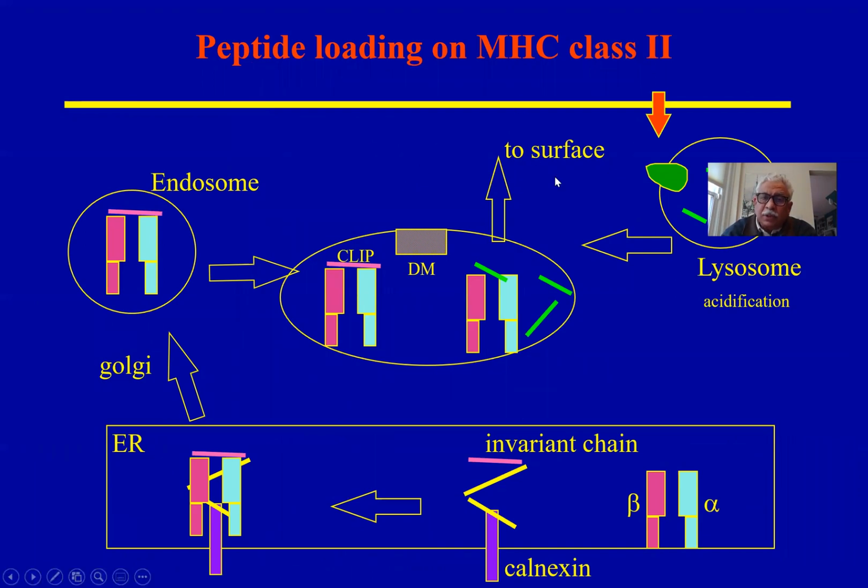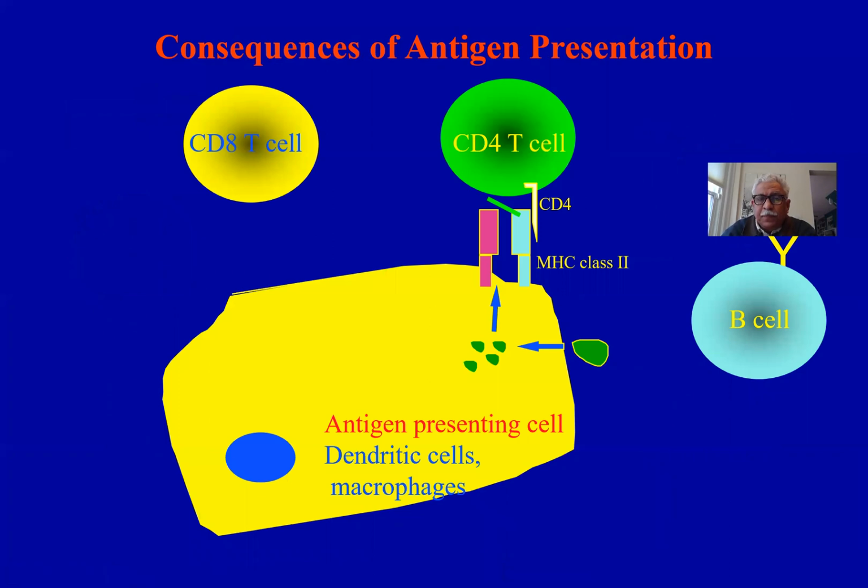MHC class II molecules present extracellular antigens, which are taken up by antigen-presenting cells. They bind and the peptides are loaded onto the surface of MHC class II molecules in an organelle, which is the fusion of the endosome and the lysosome. And these are presented on the cell surface and recognized by CD4 positive T cells.